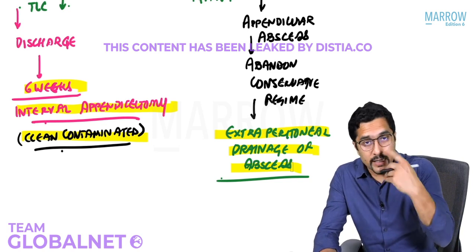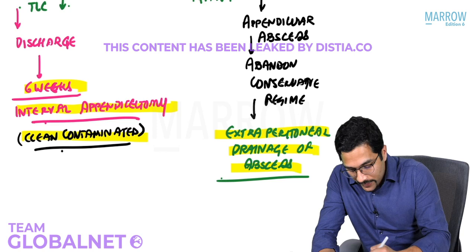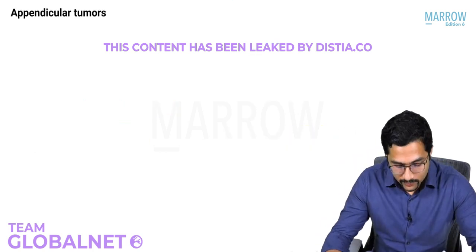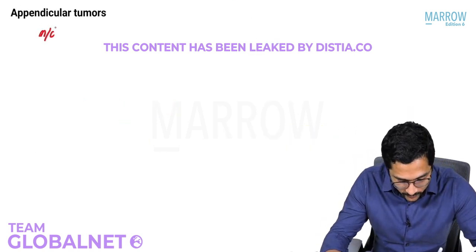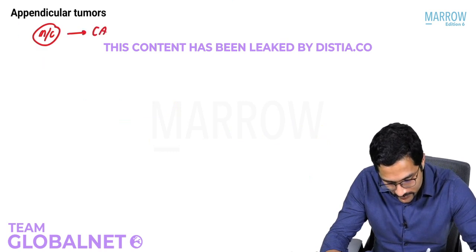Now moving on to the other thing in appendix, and that is appendicular tumors. Now appendicular tumors, the most common appendicular tumor is carcinoid tumor.